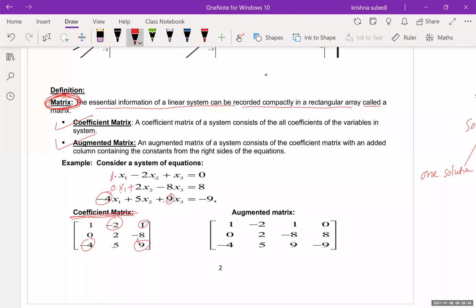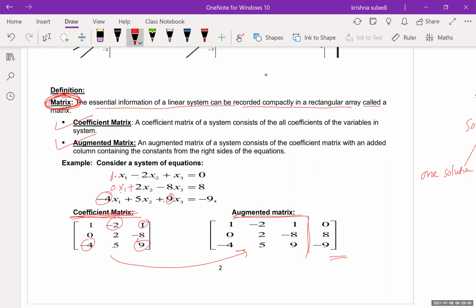Okay, so if you put just the coefficient matrix. Now, what is an augmented matrix? Well, you put the coefficients and you include the constant term from the right-hand side. Okay, 0, 8, 9. This part is the same thing, but you just include that constant term also, and we call it an augmented matrix.